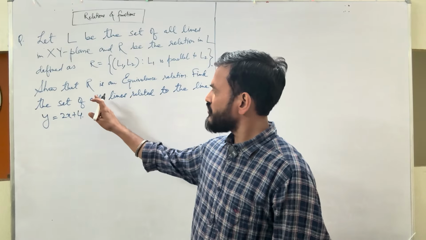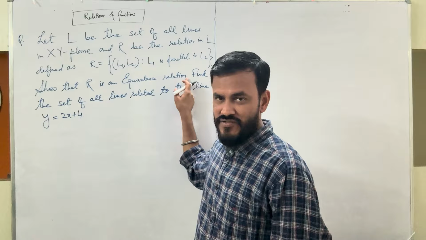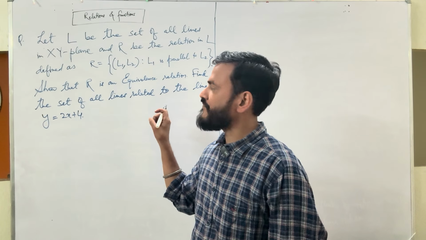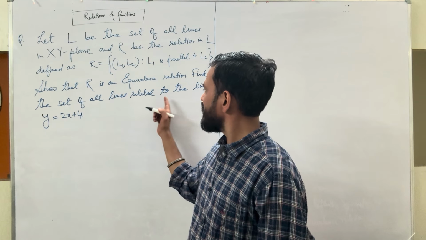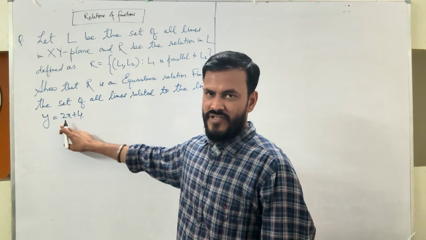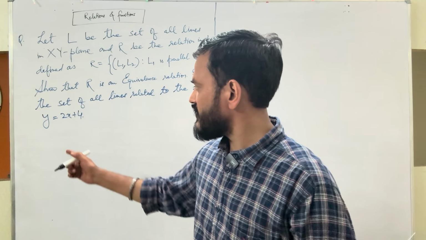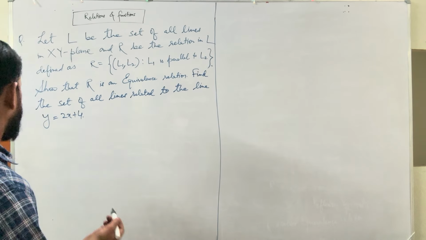Now we have to show that R is an equivalence relation. That means we have to show that R is reflexive, symmetric, as well as transitive. Apart from that, we'll also have to find out the lines related to this line. So we need to find all such lines which are parallel to this simple line. Now let us solve this.